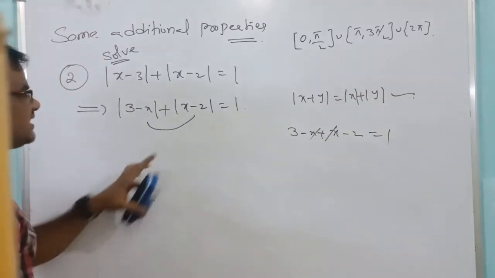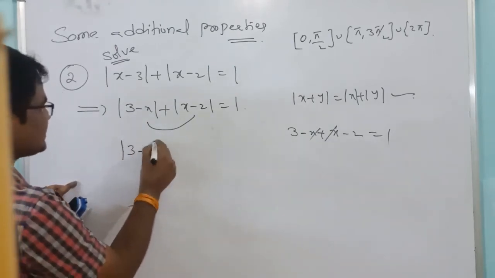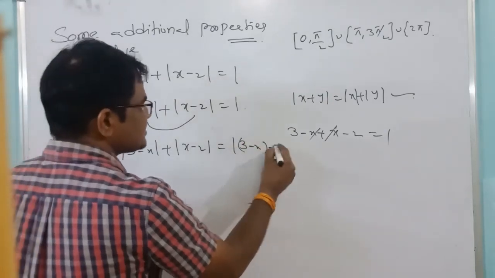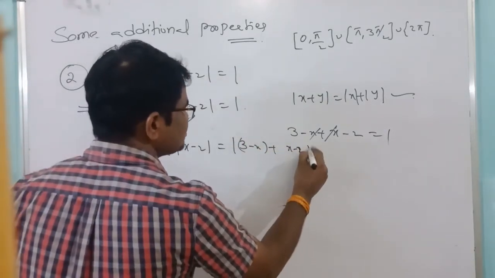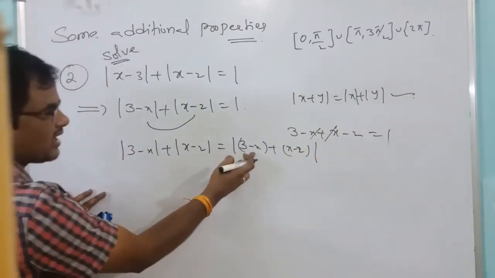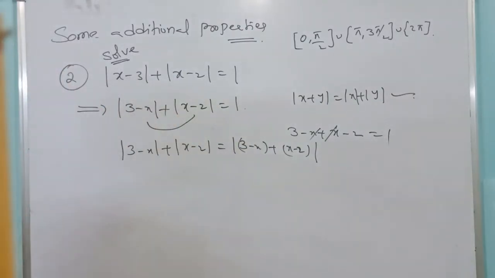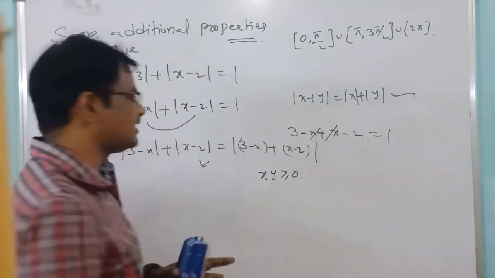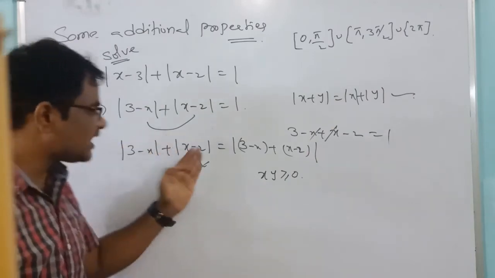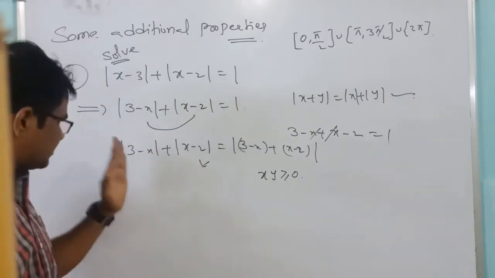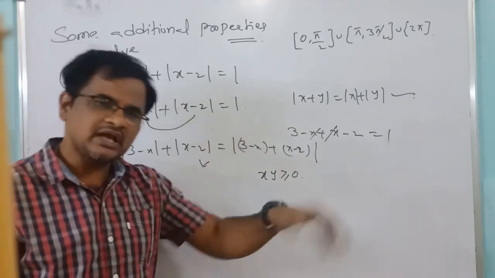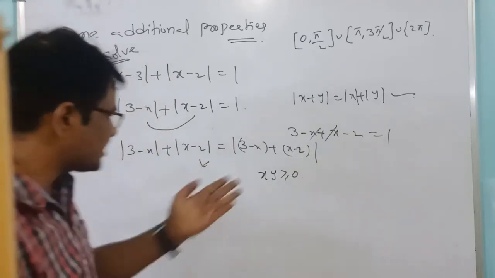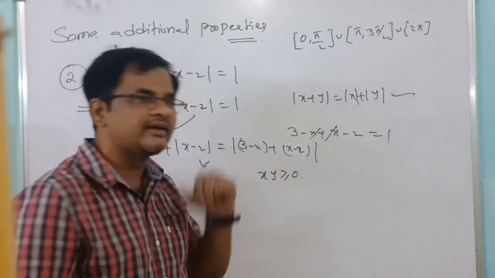Satisfied or not? It is in the form |3 − x| + |x − 2| = |3 − x + x − 2|, meaning |x| + |y| = |x + y|. Now if it is so, what is our condition? x·y ≥ 0, both positive or both negative, or at least one is zero; sometimes all the conditions are satisfied. I will take x·y ≥ 0 because both are positive or both are negative.